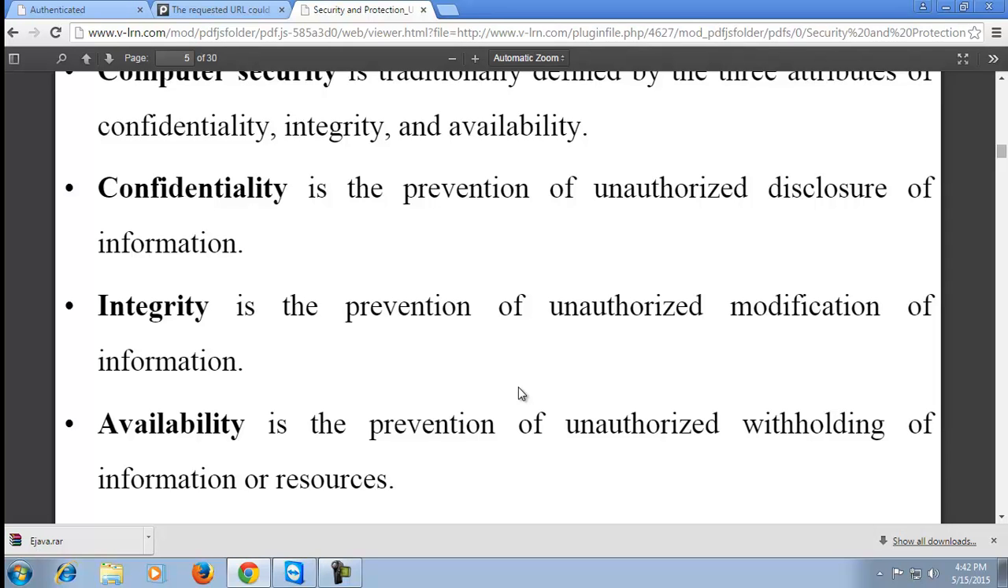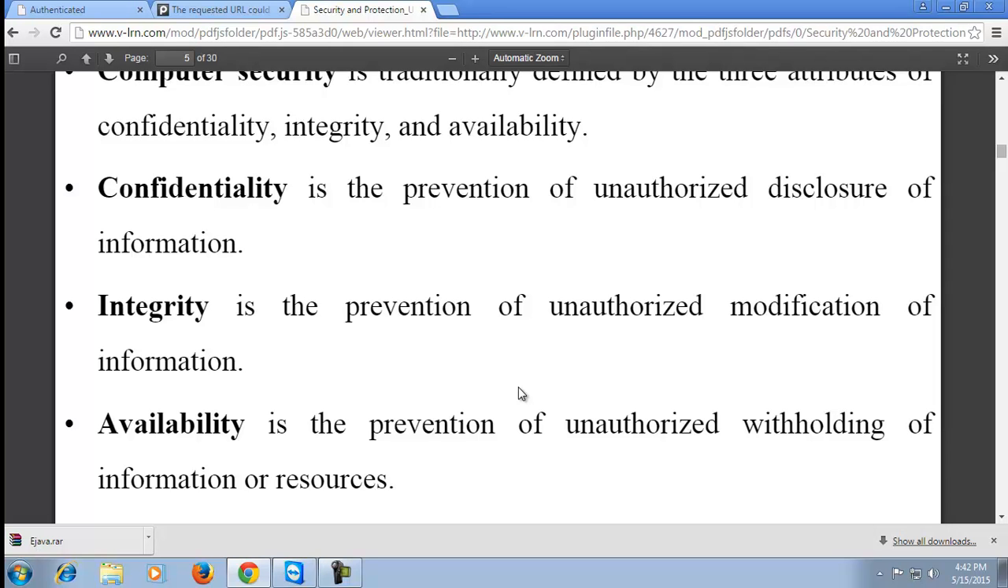Next is integrity, the prevention of unauthorized modification of information, in which the information is not allowed to change, not allowed to be modified, not allowed to be interpreted without the authorized privileges or authorized rights.